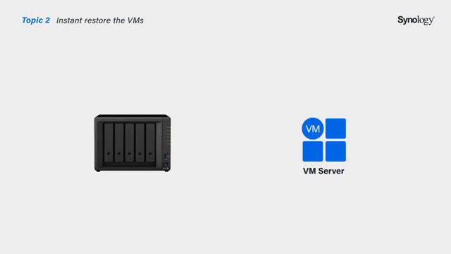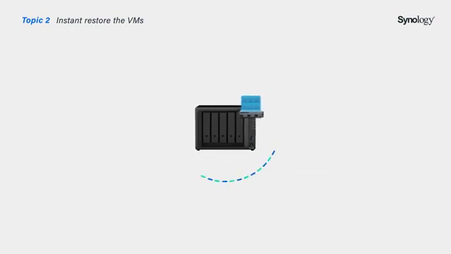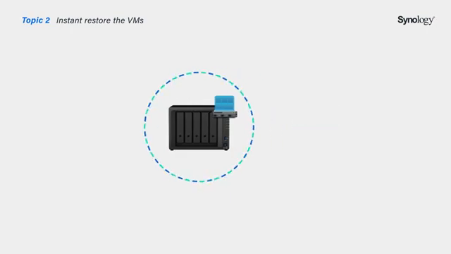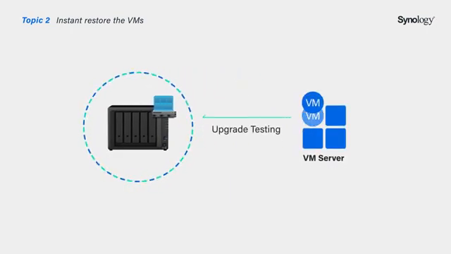Besides these two recovery options, if the main production site goes down, Instant Restore to Synology VMM will turn Synology NAS into a temporary disaster recovery site by instantly running the backup image on your NAS. It can also serve as a temporary testing environment for upgrades without affecting the production site. Please refer to the video in the description to learn how to perform Instant Restore to VMM.